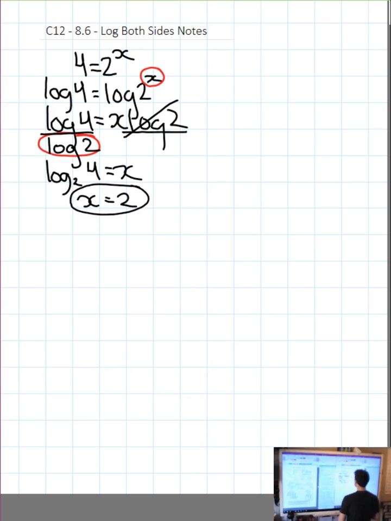So let's take a look at an example where in the notes it's worked out perfectly. But I'm going to skip steps. So I'm going to skip logging both sides. I'm going to skip bringing the exponent down in front. I'm going to skip dividing. I'm going to skip change of base. I'm going to go straight to exponential form.